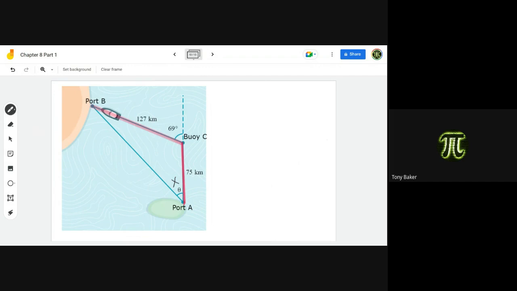Yep. And port A and line of each other, like that straight line. Yes, it is a straight line. Yeah, my line's a little off, but it is. It does not make a 90-degree angle. And the sides. That's right. So that's the length.